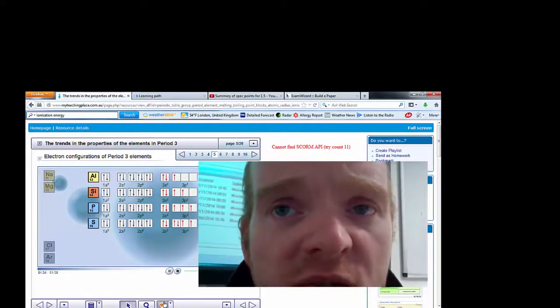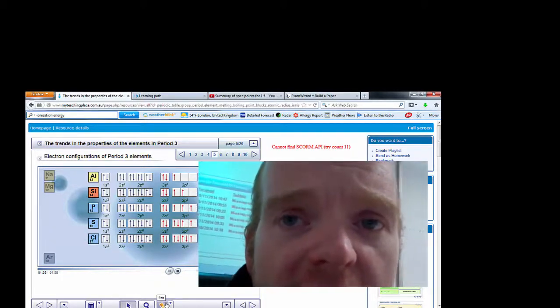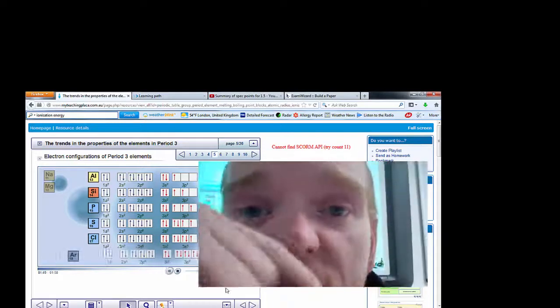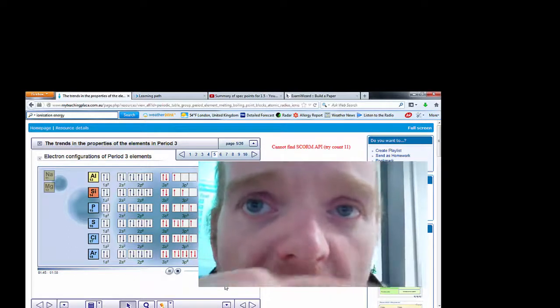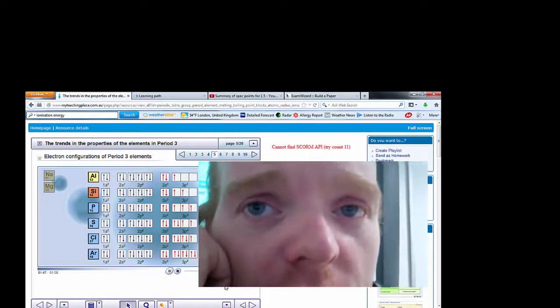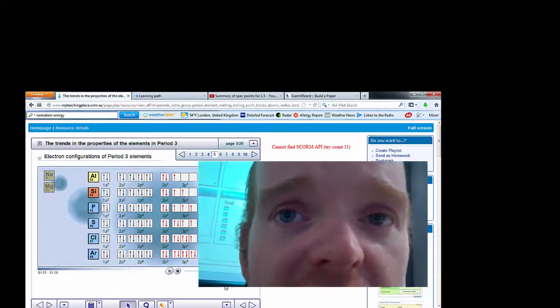Sulfur again has one paired set of electrons in its p orbital, so therefore there's electron repulsion there, and it's going to be slightly lower than phosphorus. And again, chlorine and argon are going to have an increased level of ionization energy because of the increased nuclear charge.